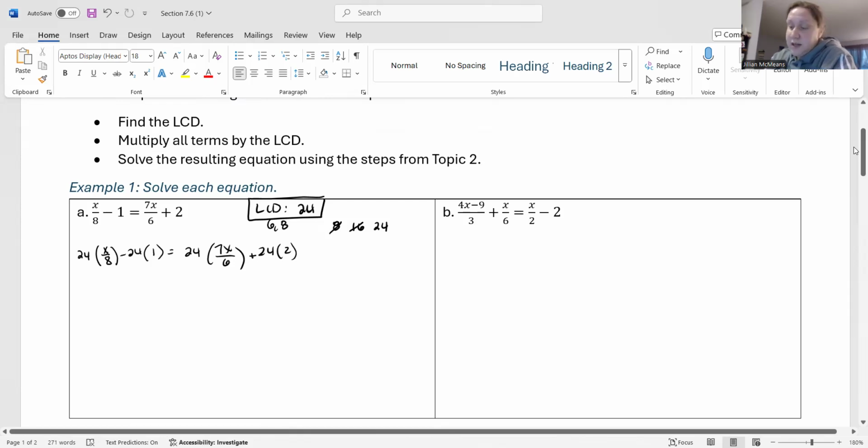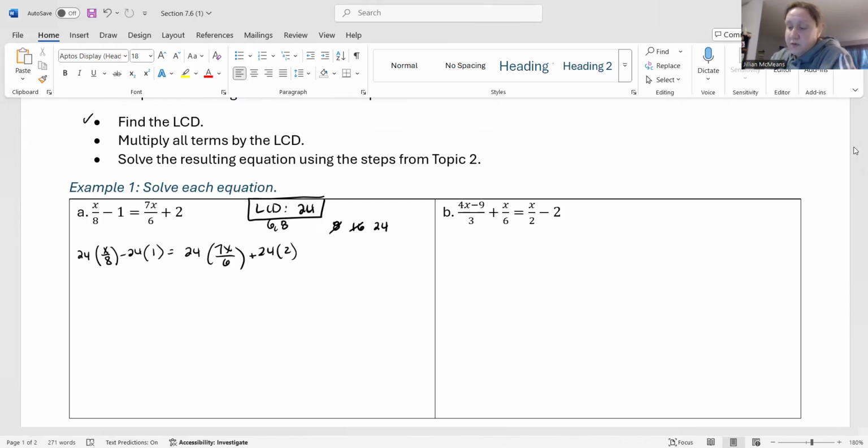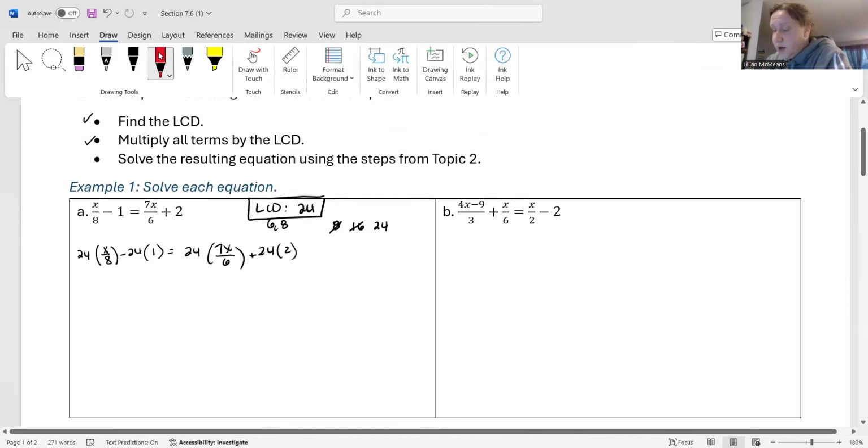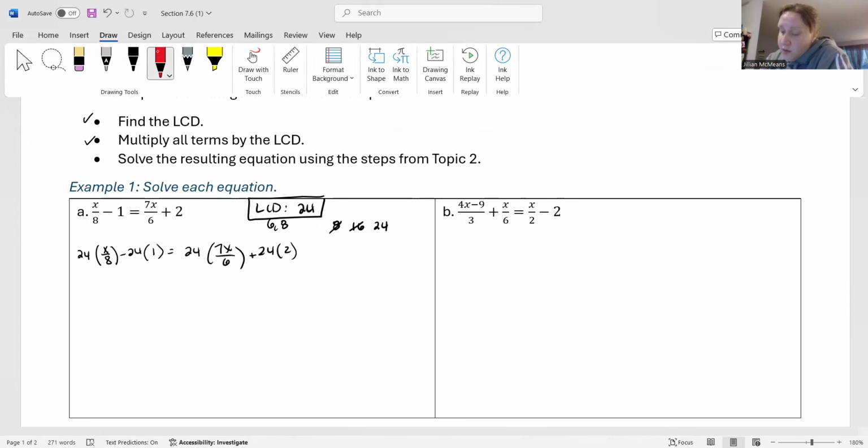So we found the LCD. We're now at the point where we've multiplied all terms by the LCD. All that's left is to simplify and solve whatever equation results from this. So let's do the simplifying part. I'll do the simplifying in red. Looking at my first term, I have x over 8 times 24. Well, that 8 in the denominator divides into the LCD of 24 3 times, leaving me with just 3 times x. Already it's easier to work with.